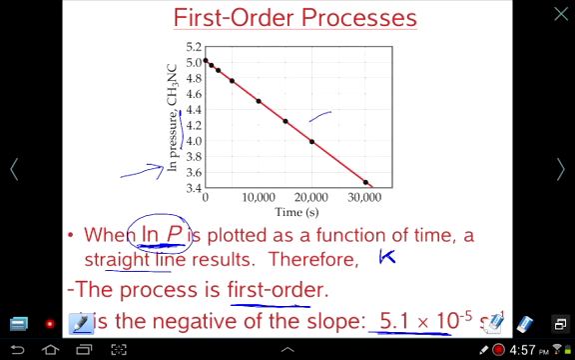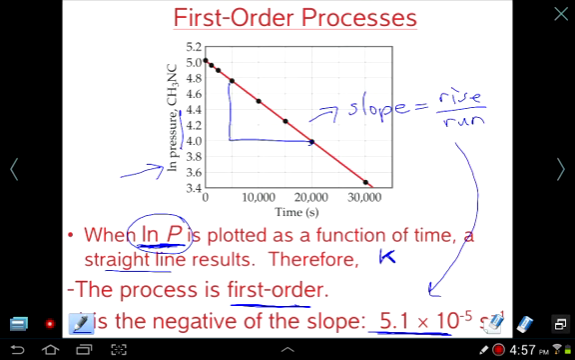Remember, the slope is rise over run, and by taking rise over run, in this case, we can take 2 points on the curve and do rise over run. Say we can take these 2 points, and roughly, if we analyze this, when you do rise over run, we should determine that the slope is this number.